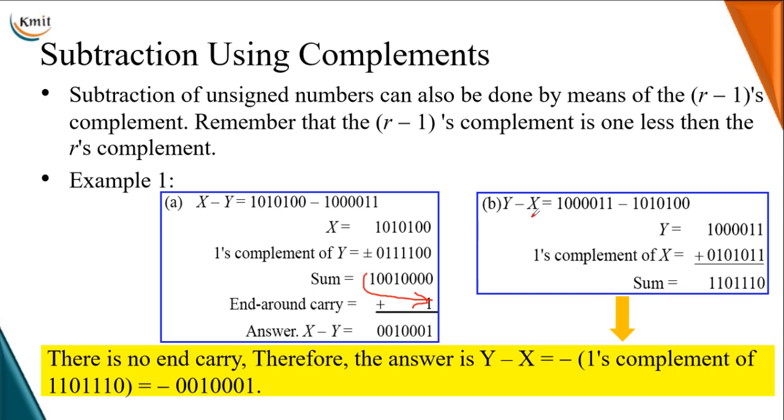Next, in the second case, y minus x, where x is greater than y, so your subtrahend is greater than y. Now we identify the negative number, which is 101010, and we obtain the ones complement of x, which is 010101, and that is added to the positive number y, 10001, using binary rules. We obtain the summation result 1110, a 7-bit number.